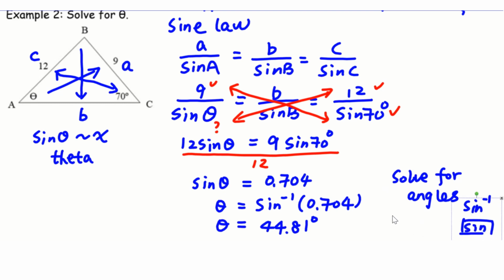How to get this one? You could use second or shift or inverse plus sine to get this sine inverse. So this is for example 2, finding angles. We do the inverse of this sine. So this is for the sine law.